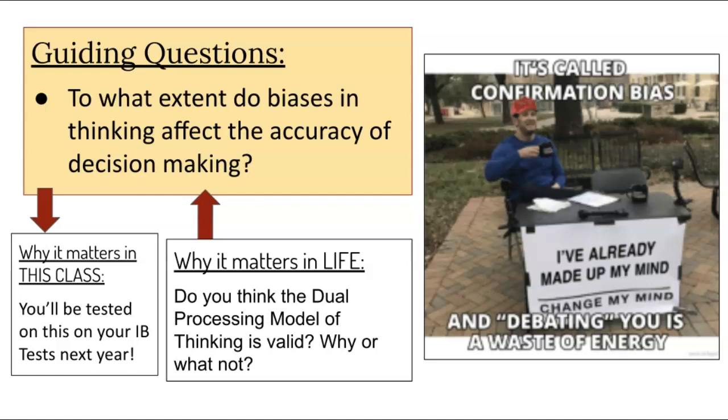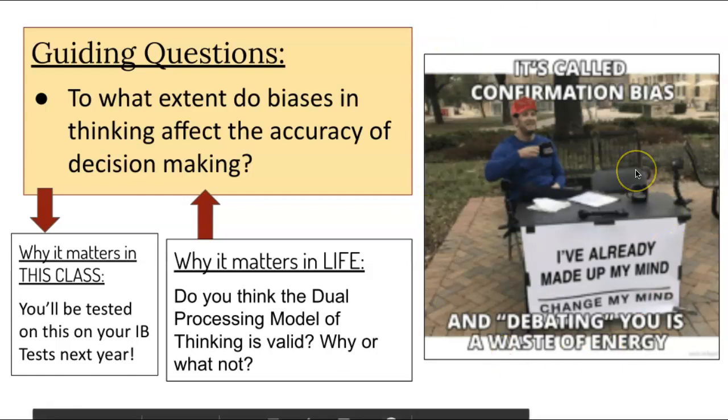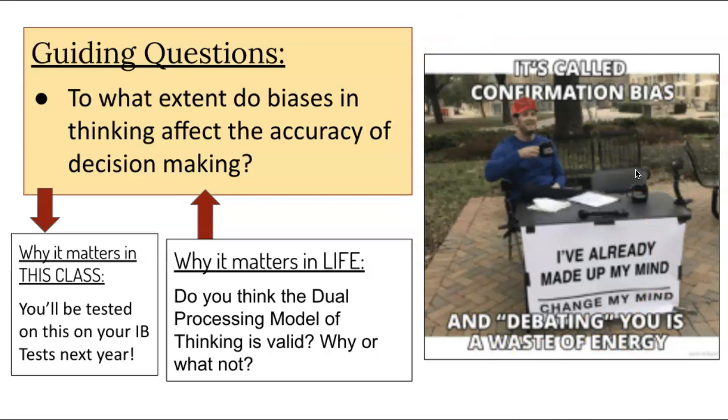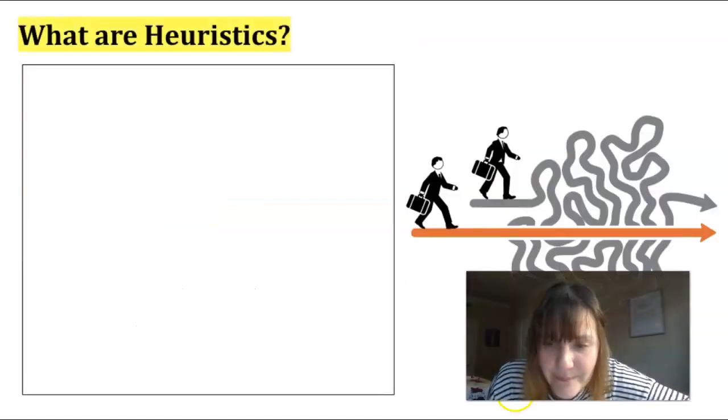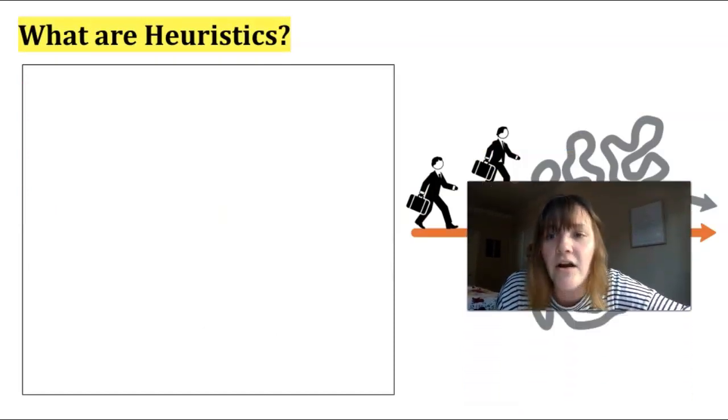And then here's my meme. If you don't understand it yet, you'll understand it by the end of today. It says, it's called confirmation bias. I've already made up my mind. And debating you is a waste of energy. So confirmation bias is when you are only going to take information that confirms your belief. So there's no reason to debate someone who's only using confirmation bias. Anyway, okay. So what are heuristics?